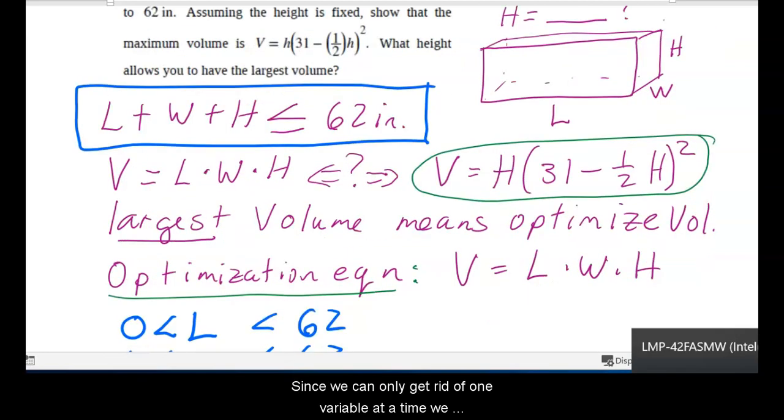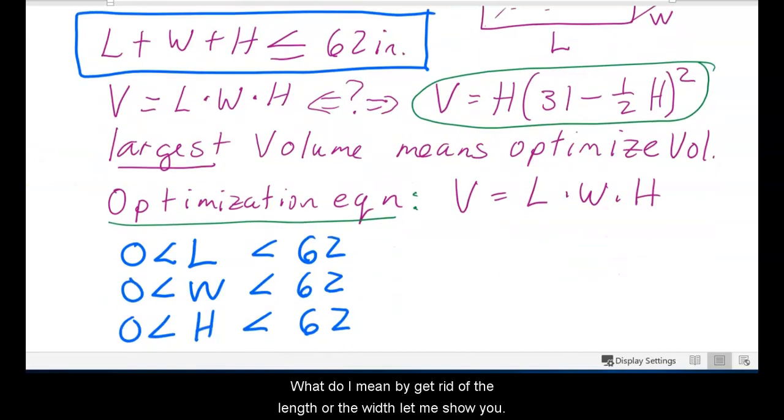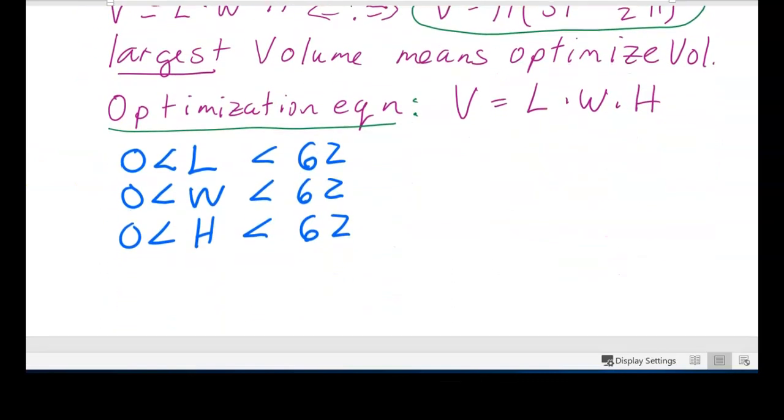Since we can only get rid of one variable at a time, we need to choose whether to get rid of the length or the width. I've chosen to get rid of the length by solving for length, but you could just as easily have gotten rid of the width. So what do I mean by get rid of the length or the width? Let me show you. Scrolling down, I need to add another page.